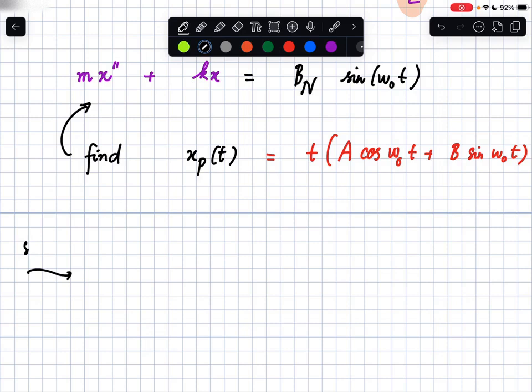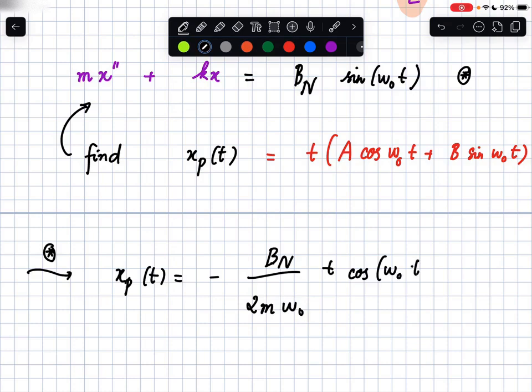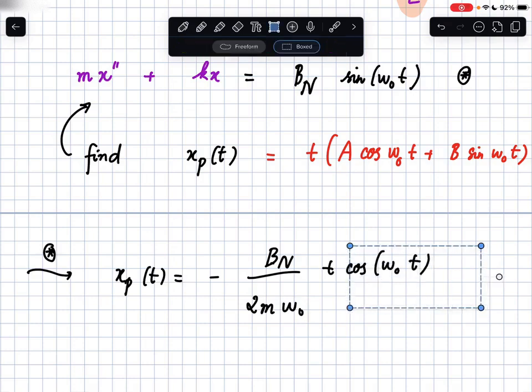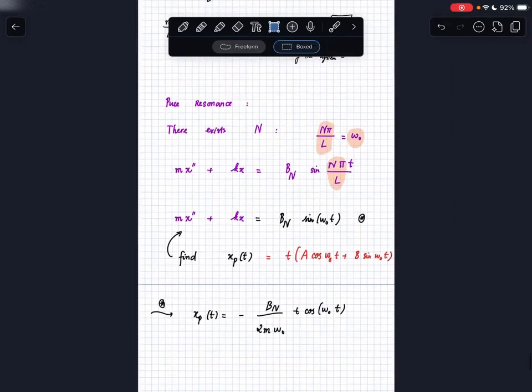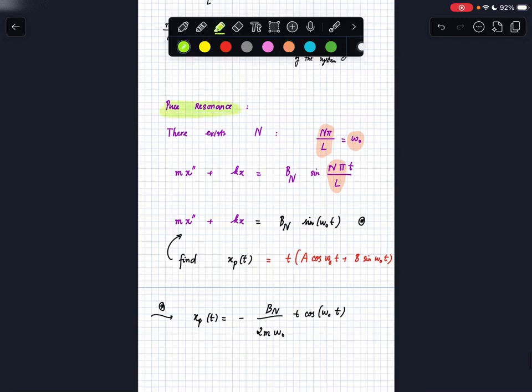And you substitute in, say, star. Plug in star, and you solve for the coefficients. You will get x_p(t) equal to minus b_N over 2 m omega naught, times t cosine omega naught t. So this is our particular solution in the case we have pure resonance.